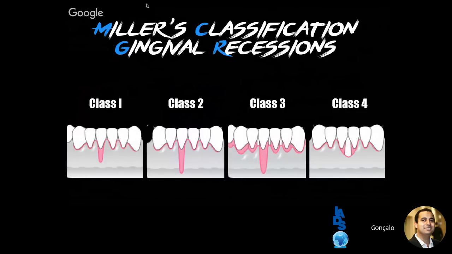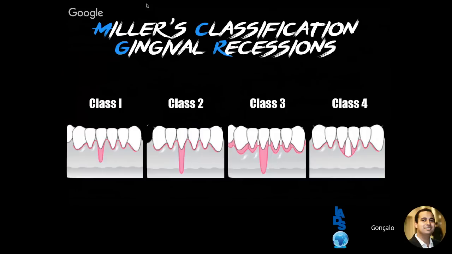So when we think about the treatment of gingival recessions, we have to evaluate each case. Of course, not all cases are favorable for treatment. Usually the most widely used classification is Miller's classification for gingival recessions. A class 1 gingival recession is the one that we consider the most favorable to treat. We have gingival recession, but usually it does not extend beyond the mucogingival junction, and we don't have attachment loss.